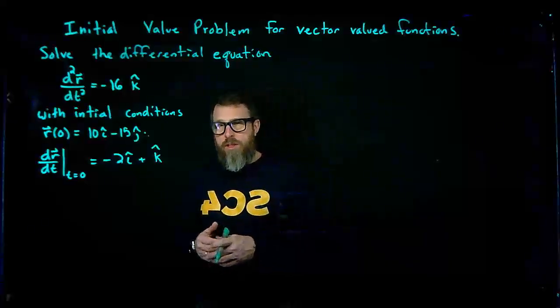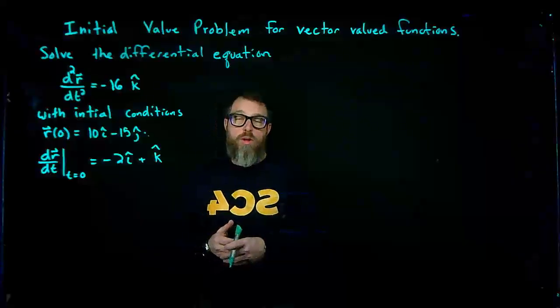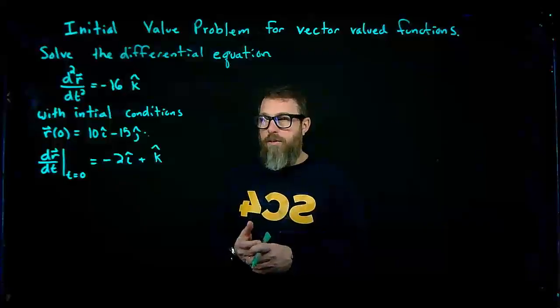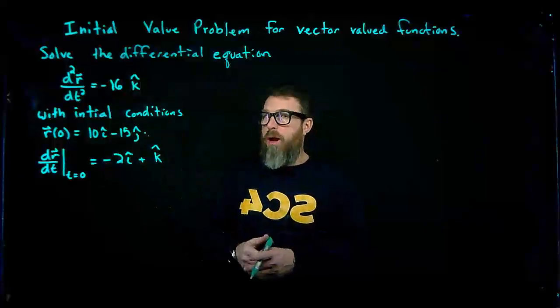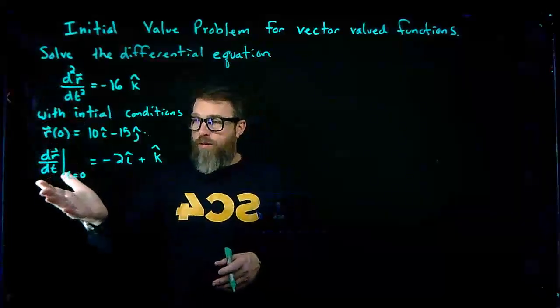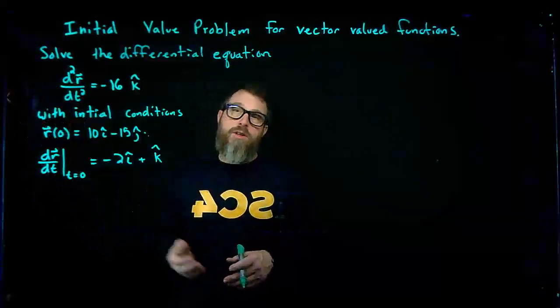So the question is, how do we solve a differential equation? Or, what is the answer to the differential equation? Well, we're trying to find a vector valued function that has all these properties. So I know its second derivative. I know its first derivative at 0. I also know the function value at 0.